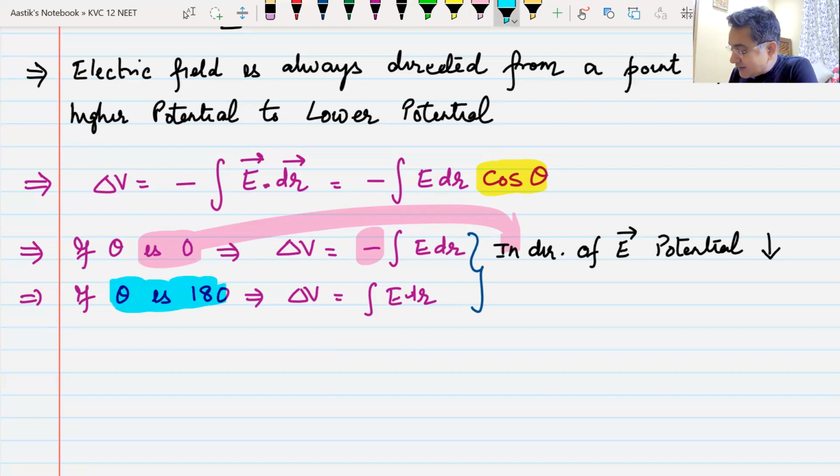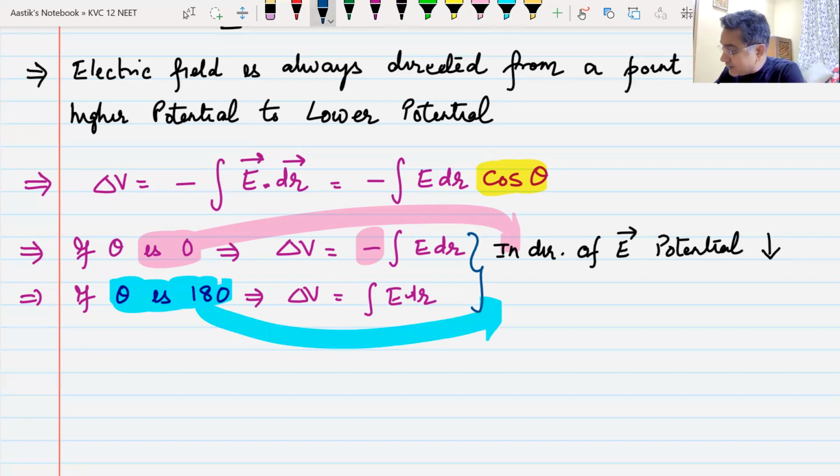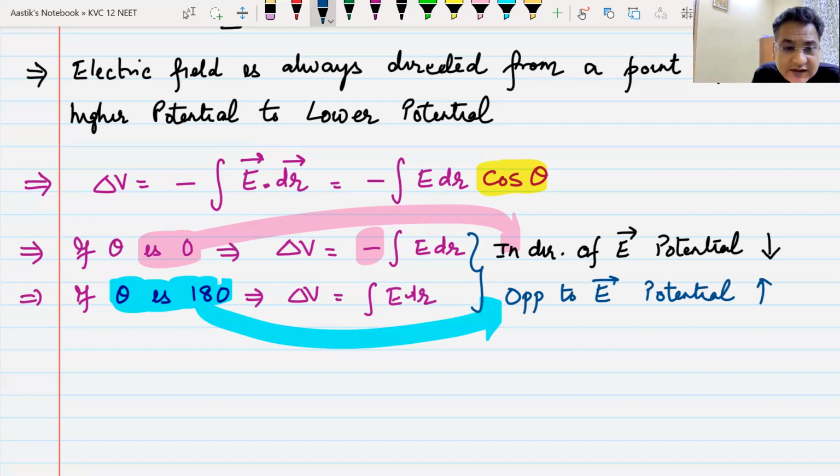Second case, when theta is 180 degrees, the change in potential is positive. That means opposite to the direction of the electric field, potential rises. Do we understand this? What we are saying here? Yes or no? Yes, sir.